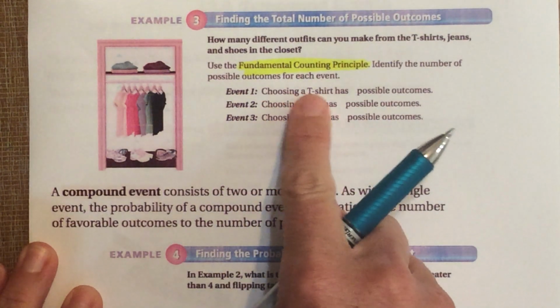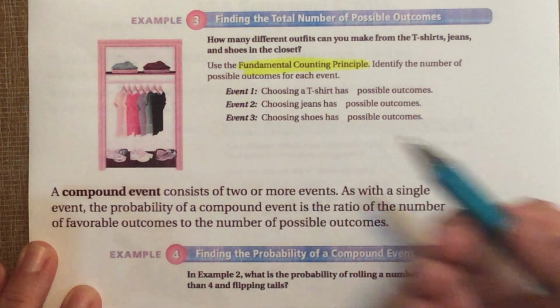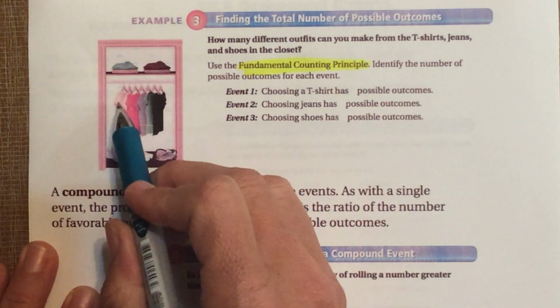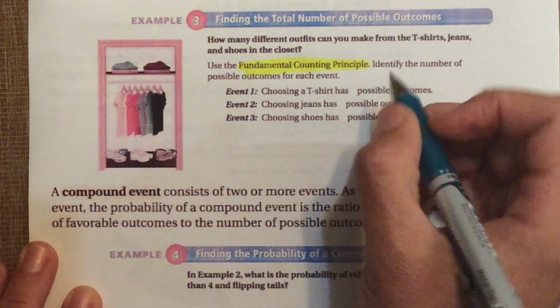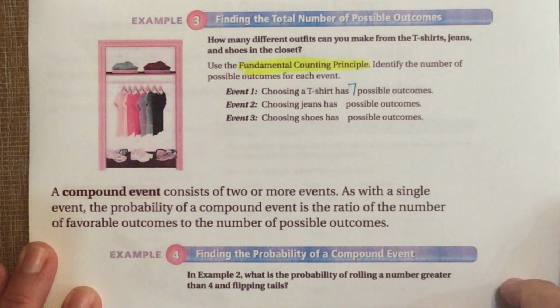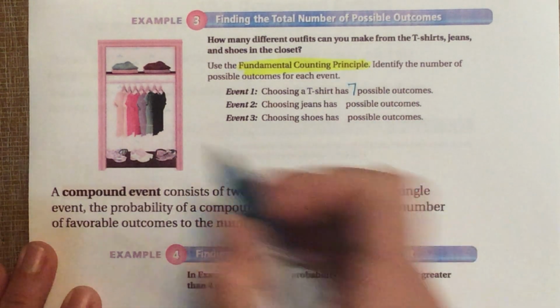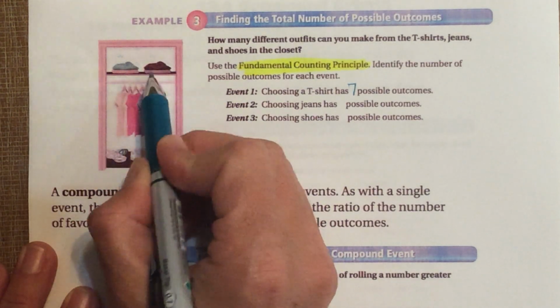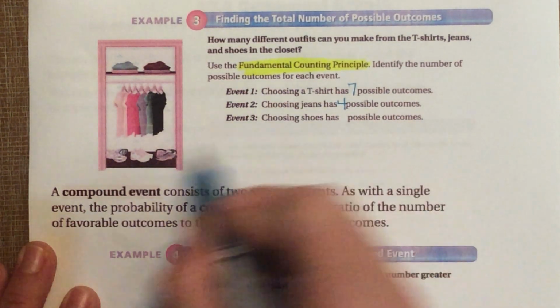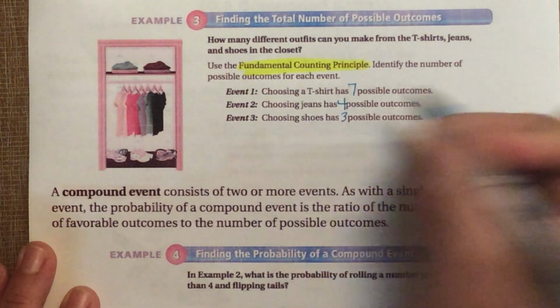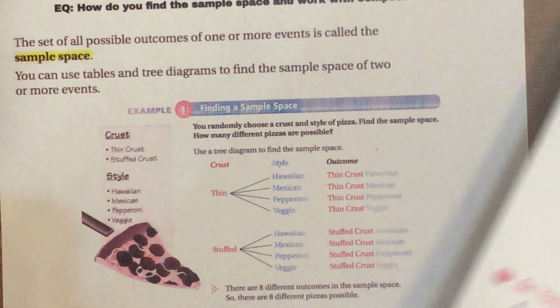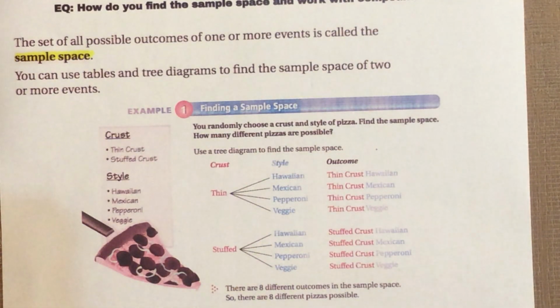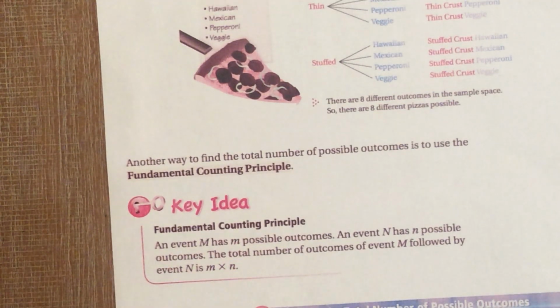Okay, event 1, choosing a t-shirt, has how many possible outcomes? Well, if you go in your closet, you can see that there's 1, 2, 3, 4, 5, 6, 7 possible outcomes. Choosing jeans, 1, 2, 3, 4. And choosing shoes, 1, 2, 3. Okay, I know when I talk about the fundamental counting principle, we talked about M times N, but it could be L, M, N, O, P. It depends on how many events there are, okay?